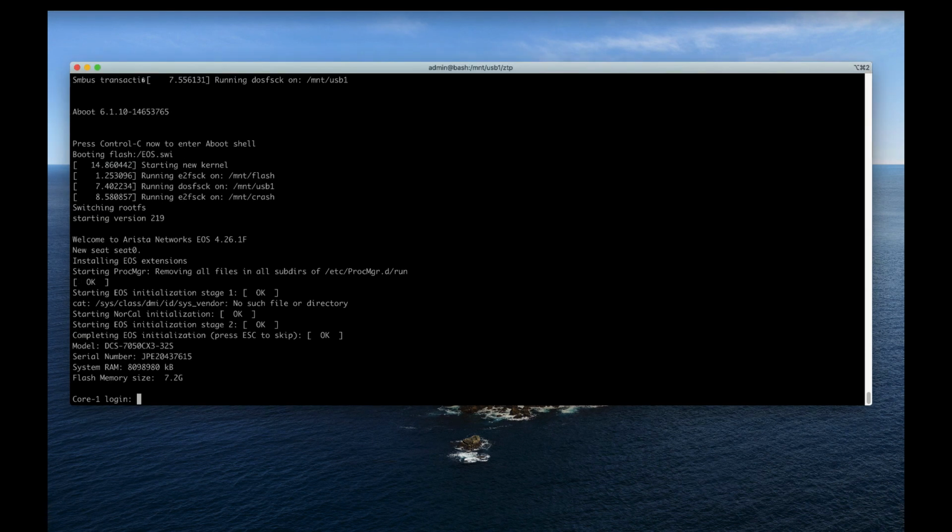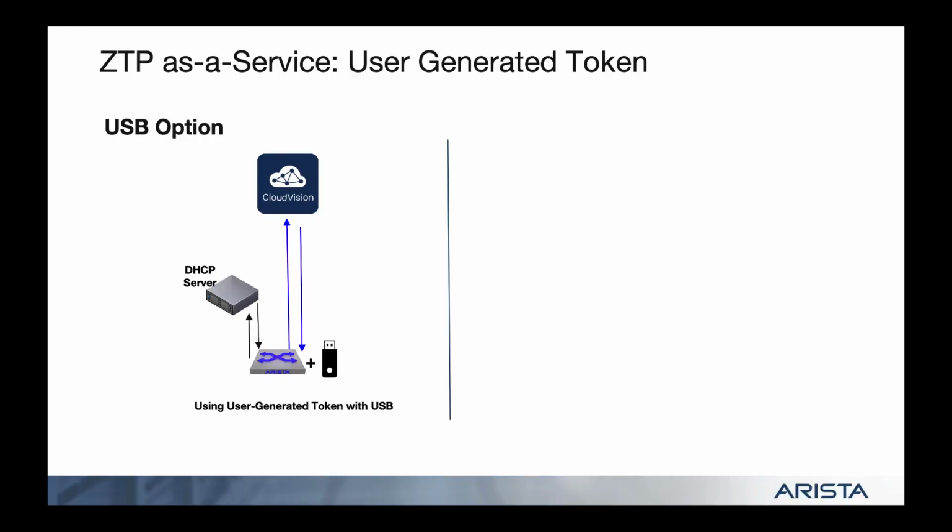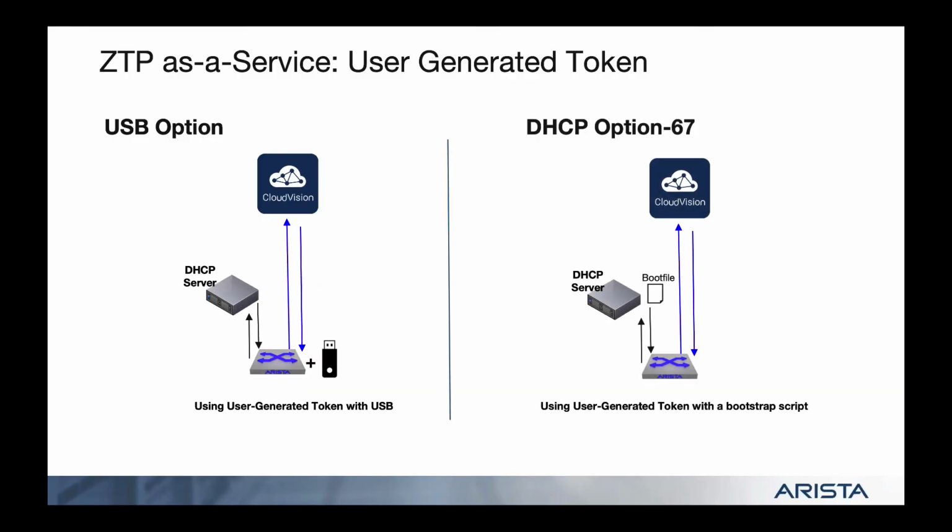You can either use the same USB key or multiple keys to get all your devices onboarded. Alternatively, instead of using a USB key, you can host this information on a centralized server and use the DHCP 67 boot file name option to start the ZTP-as-a-Service process.